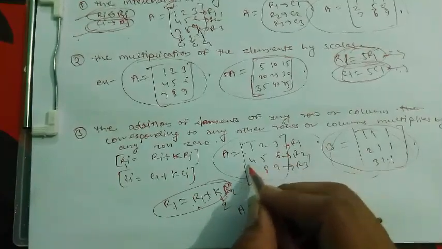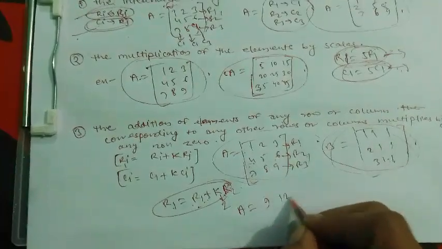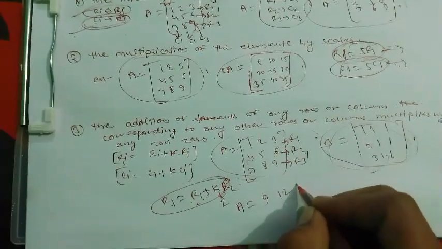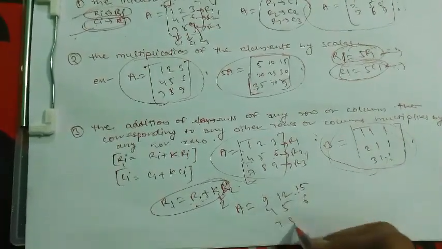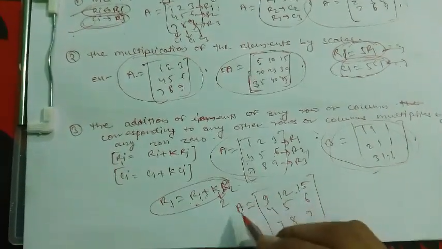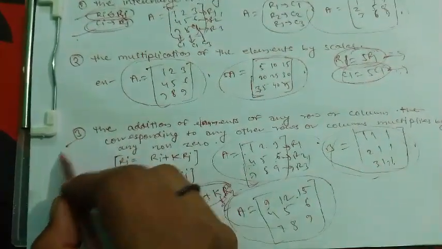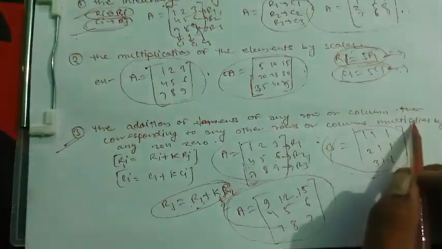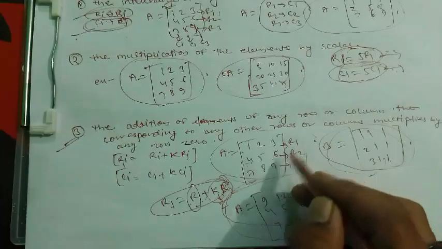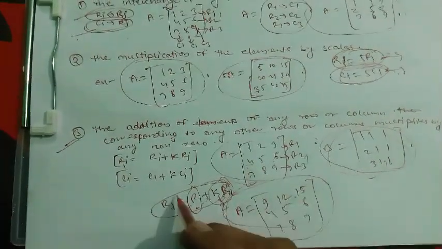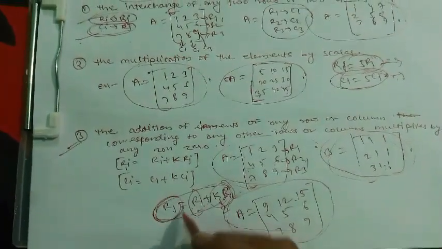So R1 is 1 2 3, and 2R2 when we do it, 2 4 is 8 and 1 is 9, 2 5 is 10 and 2 is 12, 2 6 is 12 plus 3 is 15. This is basically R1, and we can write R2 and R3 in a similar way in the matrix. So this is the third condition, which tells us that we can multiply by a scalar and add another row, and assign it to a specific row. We can do these operations in a specific row or a specific column.